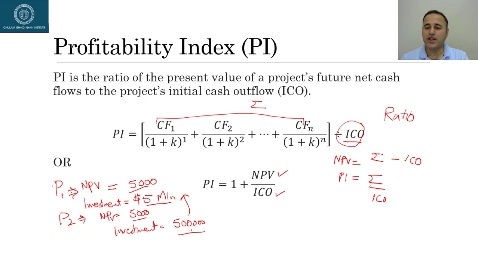What we can do is substitute this value. So from here, PI equals, if I transfer it here, NPV plus ICO divided by ICO. So ICO cancels out with ICO, so it's 1 plus NPV divided by ICO. So it's plain and simple. It's a different way of expressing the profitability index.